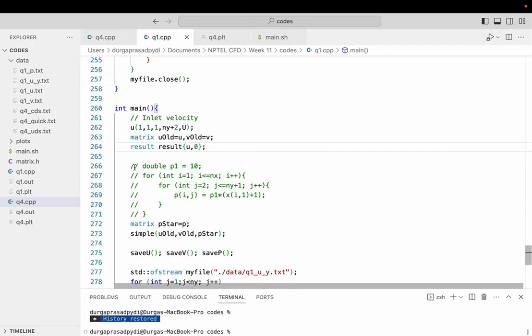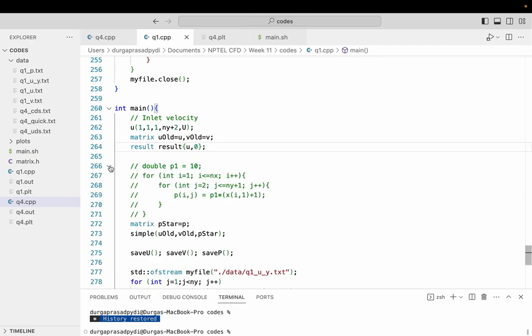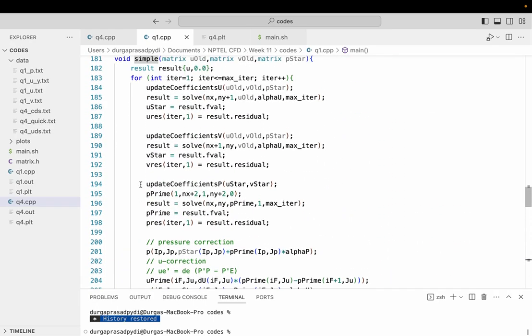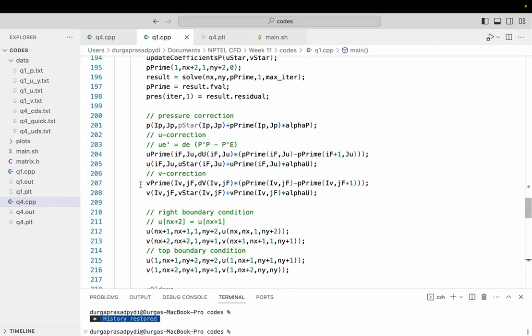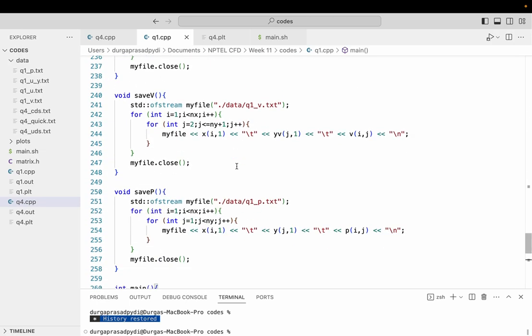I am not giving any pressure gradient. Basically I am assuming normal boundary flow where your pressure gradient is 0. If you have a pressure gradient, then you need to specify that as well as your initial guess. So this p is all zeros, that is the initial guess I am giving, and then you call SIMPLE, which will do all this solving like we have discussed. First it solves x momentum, y momentum, and then updates your pressure correction equation, solves for p prime, then u prime and v prime, and updates your u and v. Then you keep iterating till the error is within the limits that you specify.